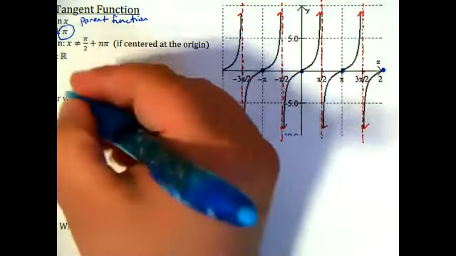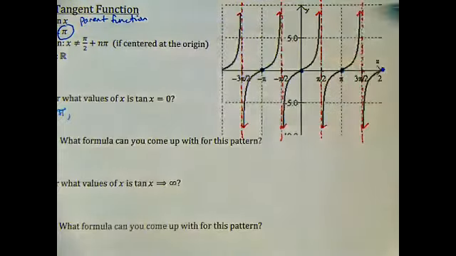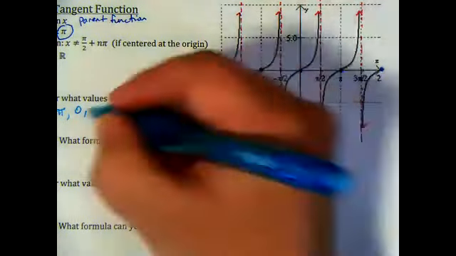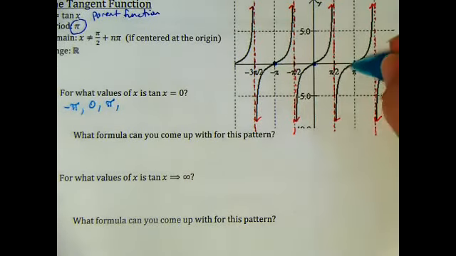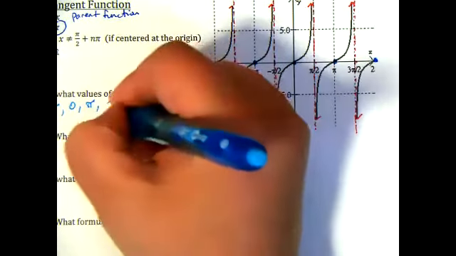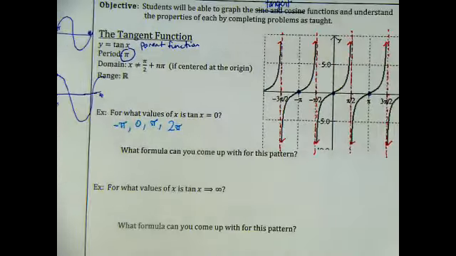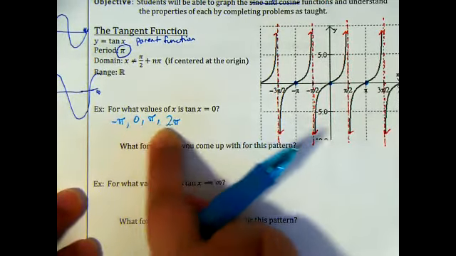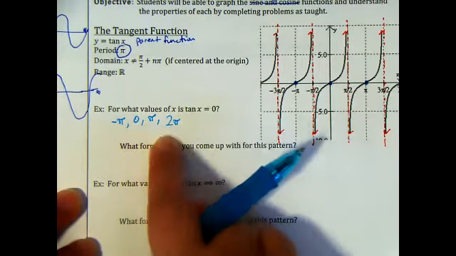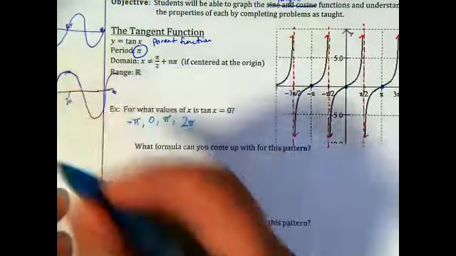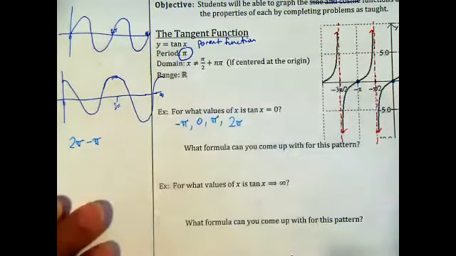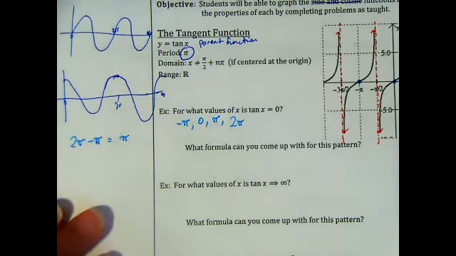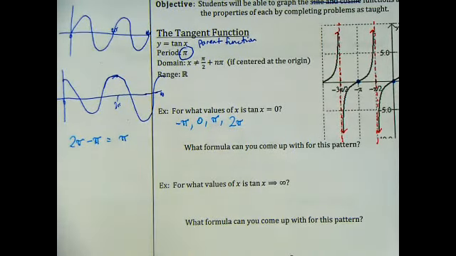Because we have negative pi, we can write down negative pi, that's okay. Then 0, that's 0 for my x. Then pi, and it looks like that's going to be 2 pi at the very end there. So doing what we did before, it looks like every pi, 0 plus pi is pi, pi plus pi is 2 pi. I could also do the subtraction to see what the difference is if it wasn't as clear, if we had fractions and it was a little bit harder to see. So it looks like every distance of pi, tangent of x equals 0.